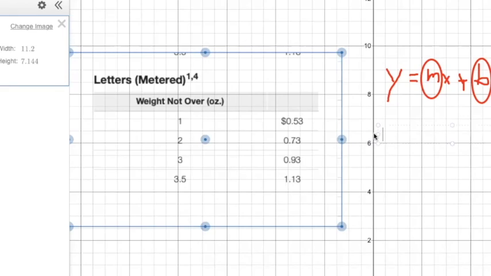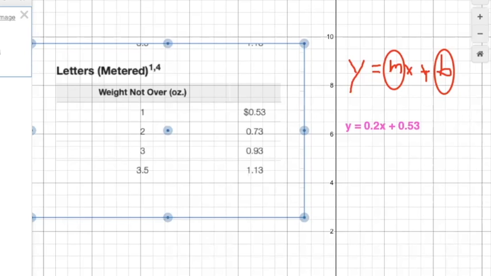A reasonable first attempt would be to say, I'm going to make this y equals 0.2x plus 0.53. Actually, instead of y equals 0.2x plus 0.5, it's going to be y equals 0.2x plus 0.33. And that's an improvement because at least it gives the correct answer when I plug in 1.